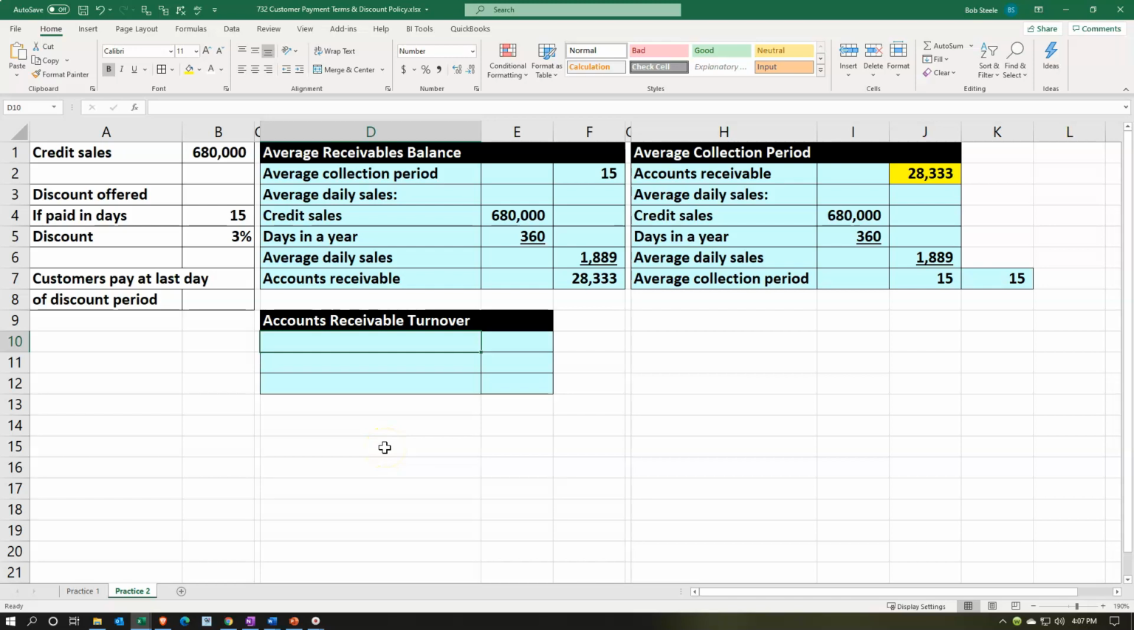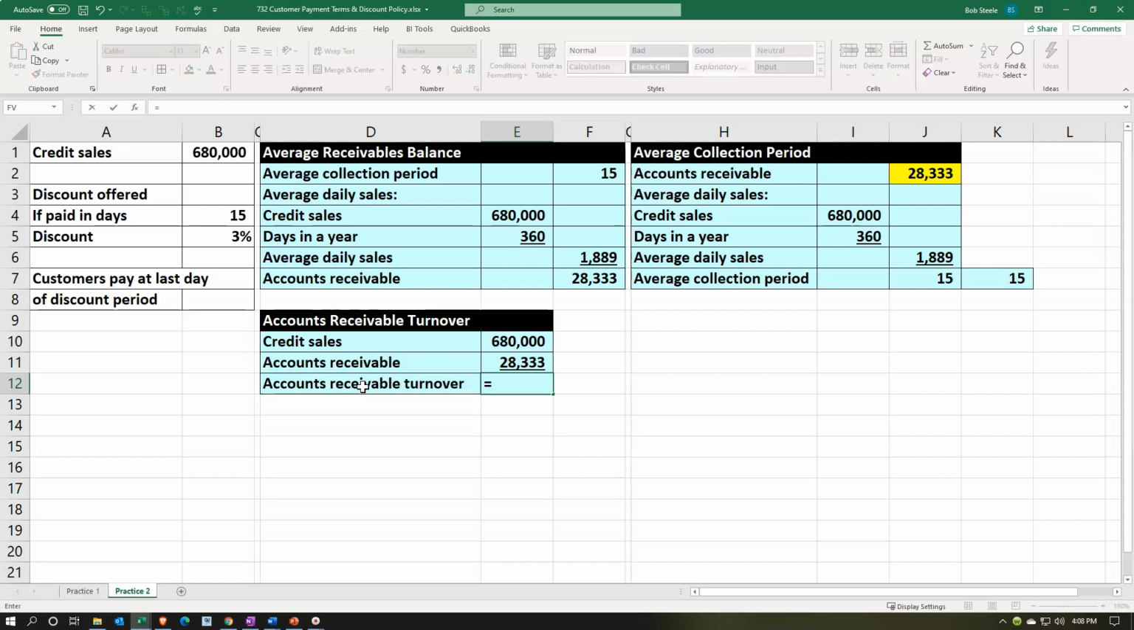And then we've got the accounts receivable turnover, which would be equal to the credit sales, the 680,000. We're going to divide that by the accounts receivable, which is going to be equal to the 28,333. Let's put an underline there. Home tab, font group, and underline. And then we have the accounts receivable turnover equal to the 680,000 divided by the 28,333. That gives us about 24. We can add some decimals, home tab, numbers, add a couple decimals. 24 even, it looks like.